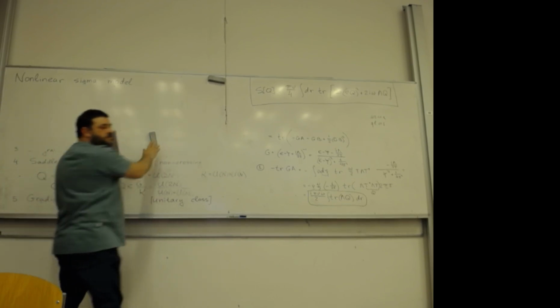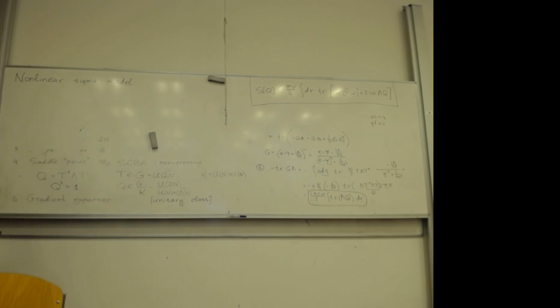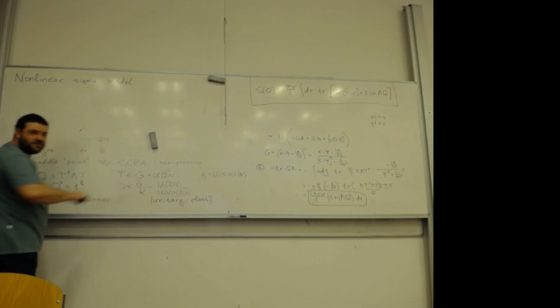Sorry, may I ask two questions? First, Q squared equals 1, how can we see it, just from the fact that it lies on U(2n) divided by U(n)×U(n)? Q squared equals 1 follows from the fact that Q has this form. And from the same fact, yes, it follows that Q belongs to this.